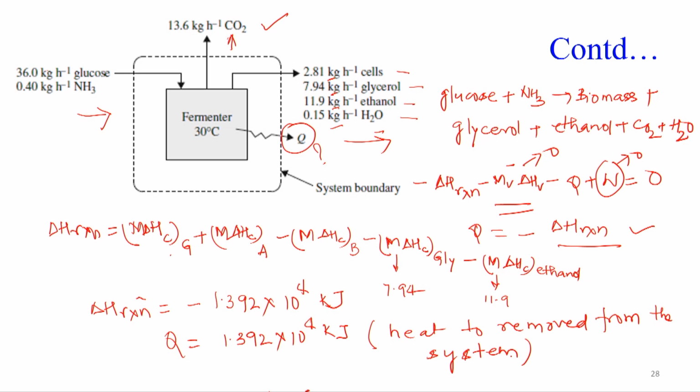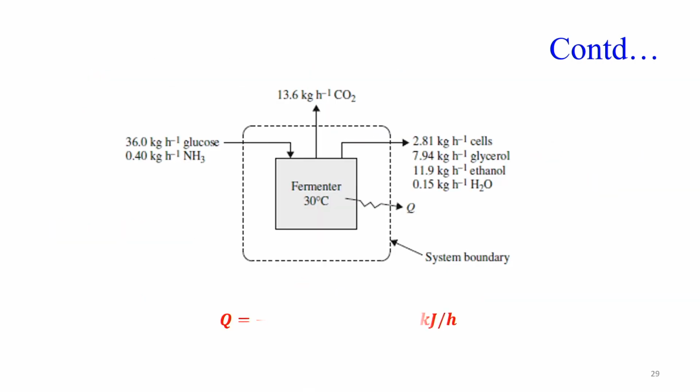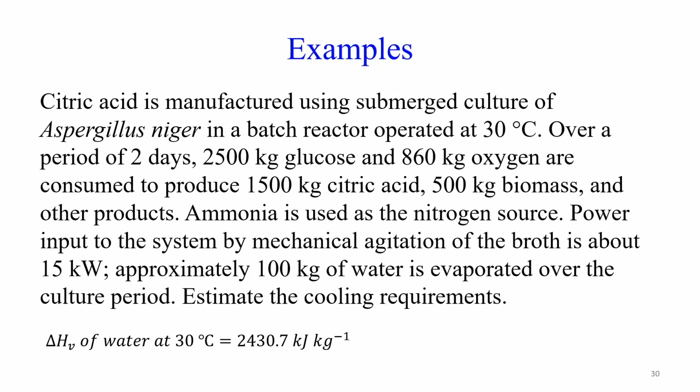So, here the trick is you have to calculate the heat of reaction, and if it is an anaerobic process, you have to calculate based on the heat of combustion of reactant as well as product. Now, one second example we are going to take here is citric acid production.